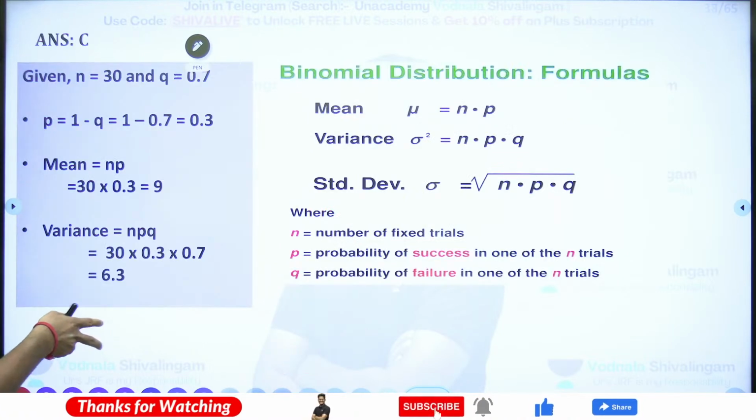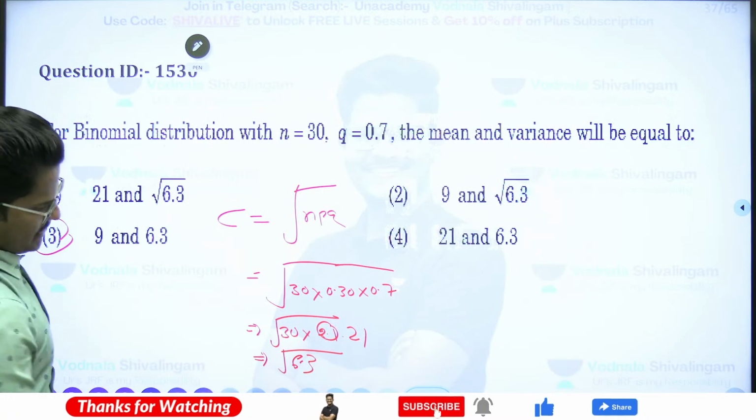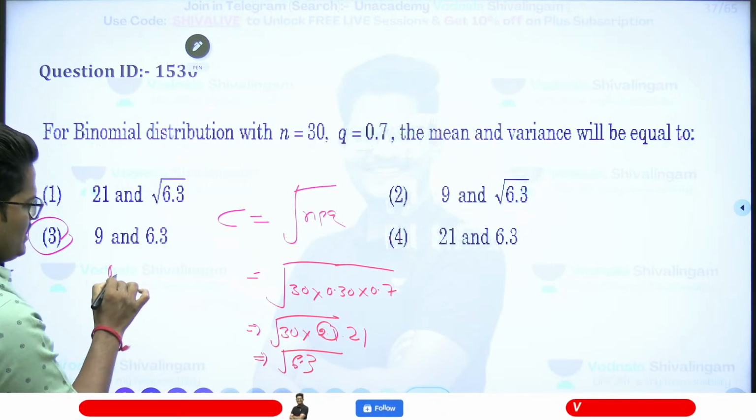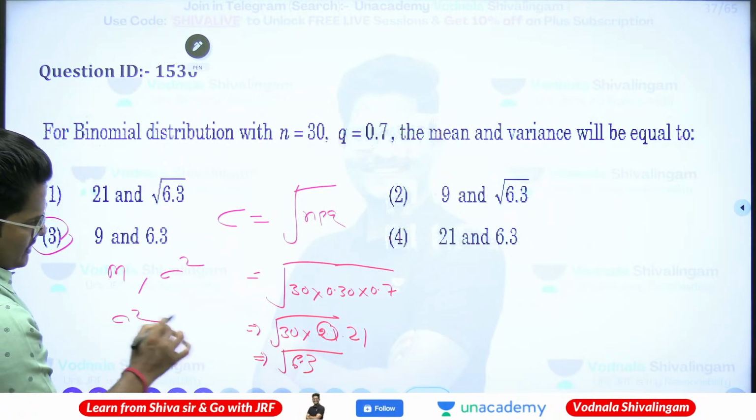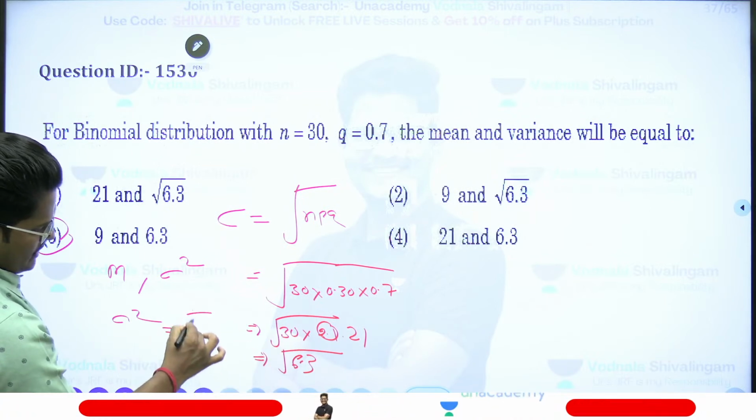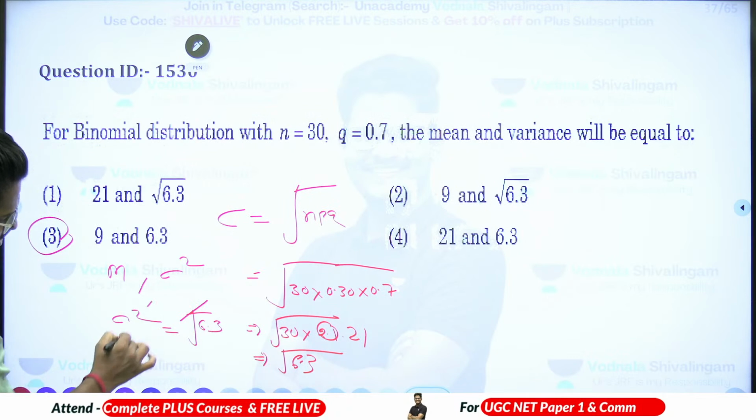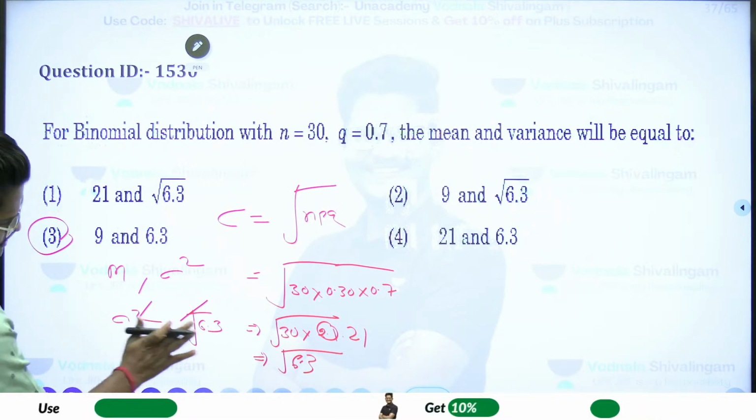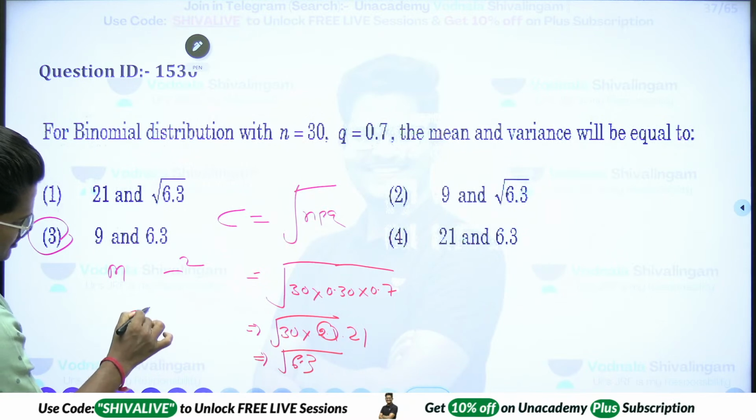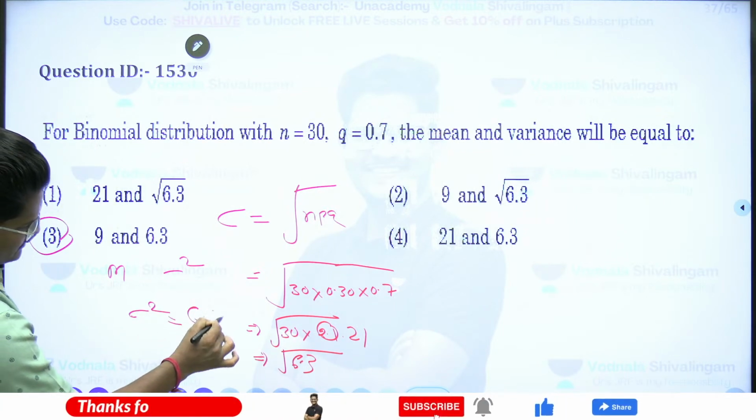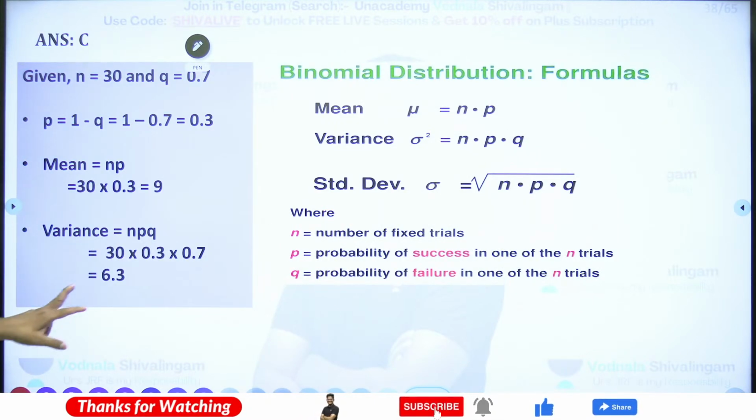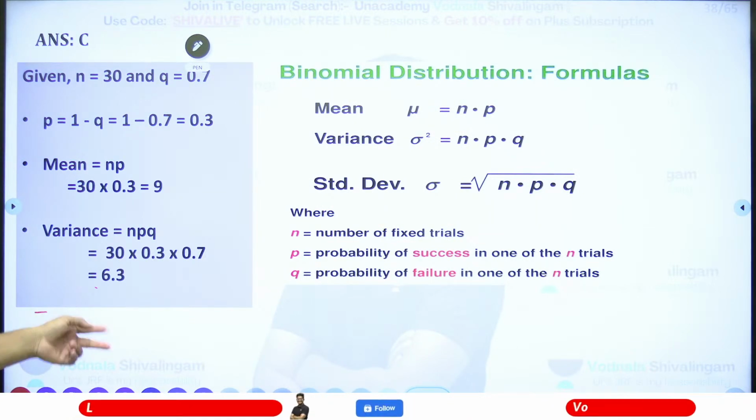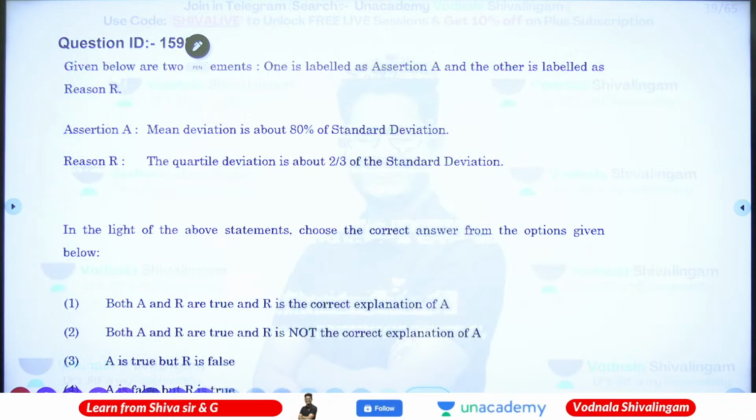The answer will be C. We got 6.3 here, because they are asking for the variance. Mean as well as variance they are asking. Variance is nothing but standard deviation squared. No need to calculate the root also. Standard deviation squared means this root will cancel. This root and square will get cancelled because of the square. It will be 6.3 only. You can just see 6.3 will be coming. No requirement of under root. Correct, that is what I was telling.